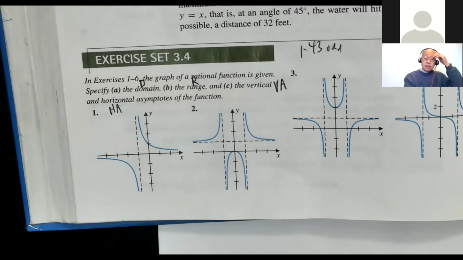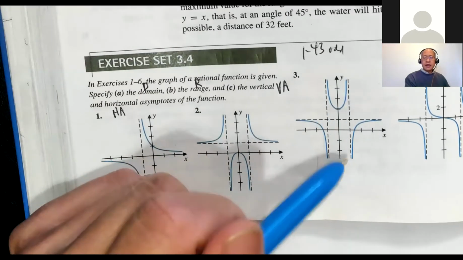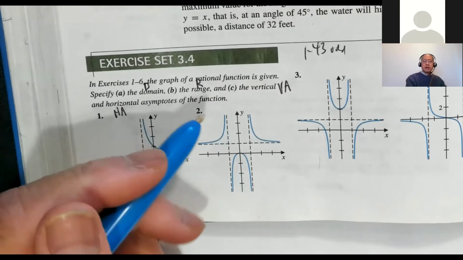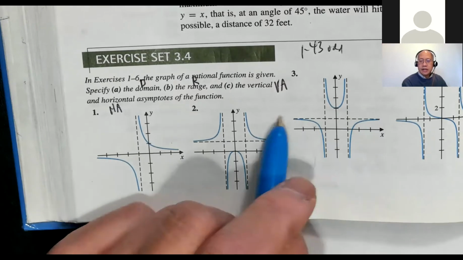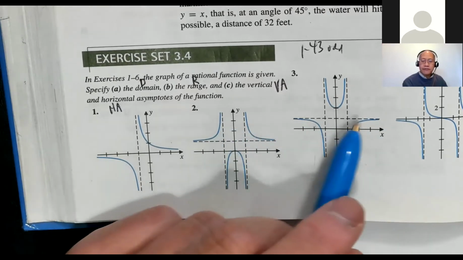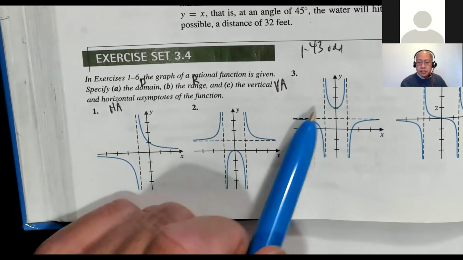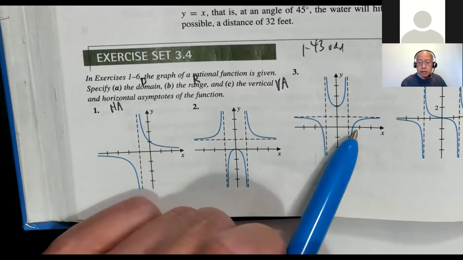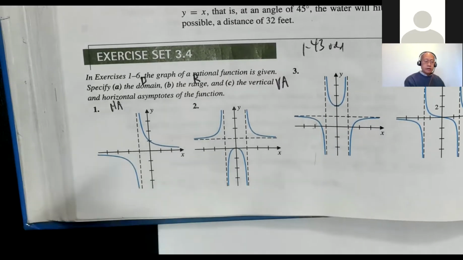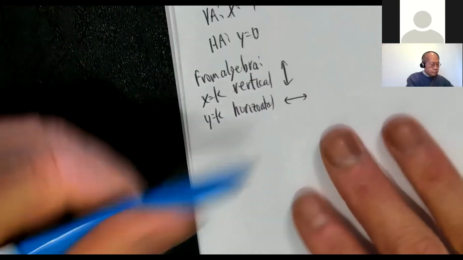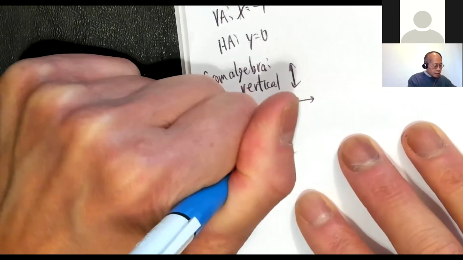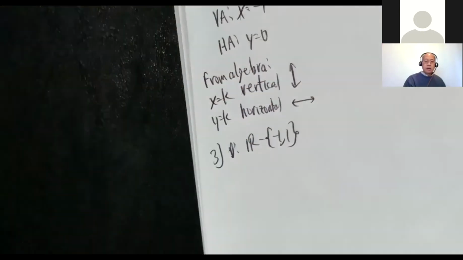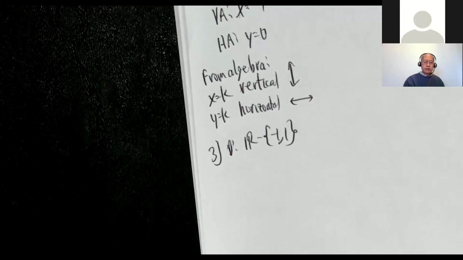All right, 3. So you got this weird thing like that, and like that, and like that. Okay, domain. How far to the left and right can x go? Well, x can go all the way to the left, it can go all the way to the right. The only numbers excluded seem to be plus or minus 1. Right? So for number 3, domain is all real numbers minus the set consisting of -1 and 1.